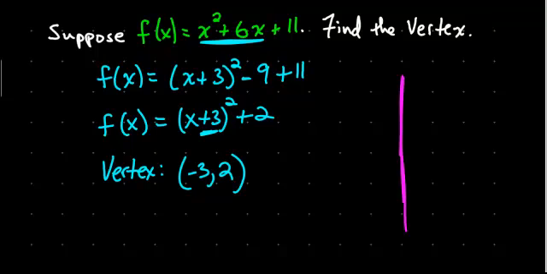Let me just sketch a quick graph here. This is x squared, and inside here, when I add 3, that moves it to the left 3 places. That moves my 0 to the left: 1, 2, 3. When I add 2, that bumps it up 2 places. So there would be my vertex.